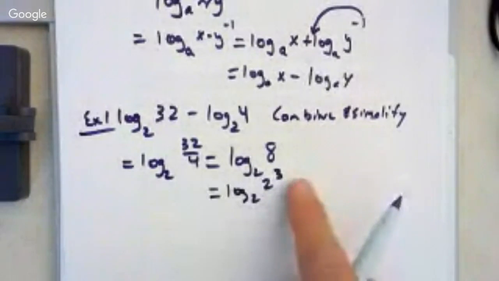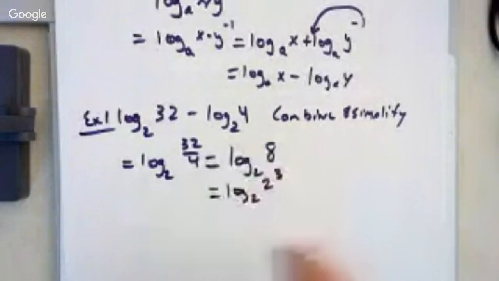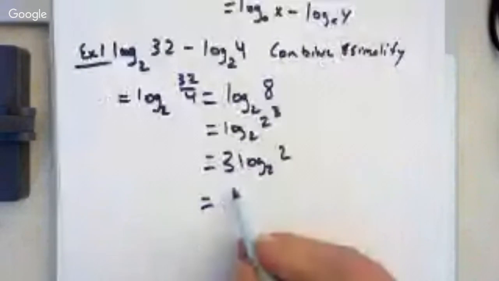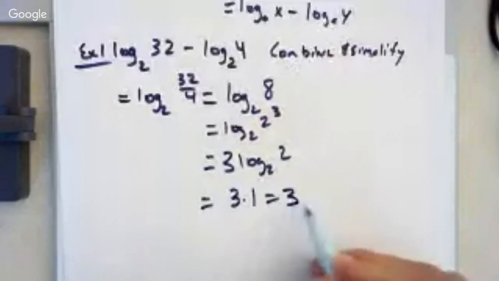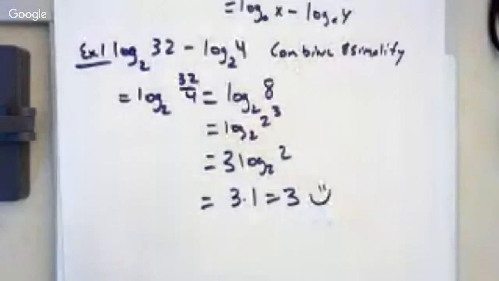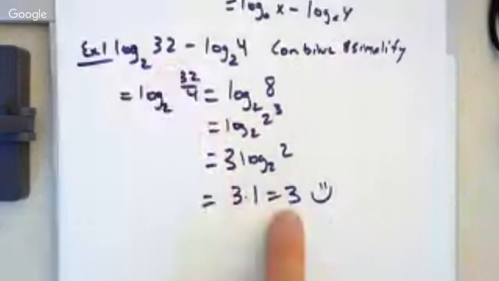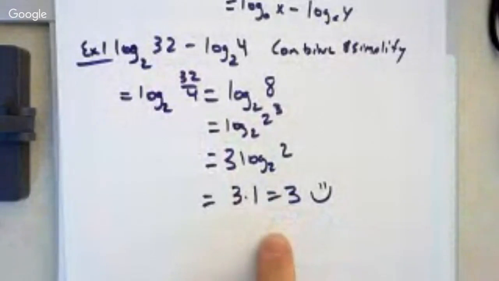Wait a minute, what can we do with that? Bring the 3 down. And what's log base 2 of 2? 1, right. What's 3 times 1? Look at that. This is where I tell you, logs make all your dreams come true. Because look at that. Who would have thought that's just equal to 3?